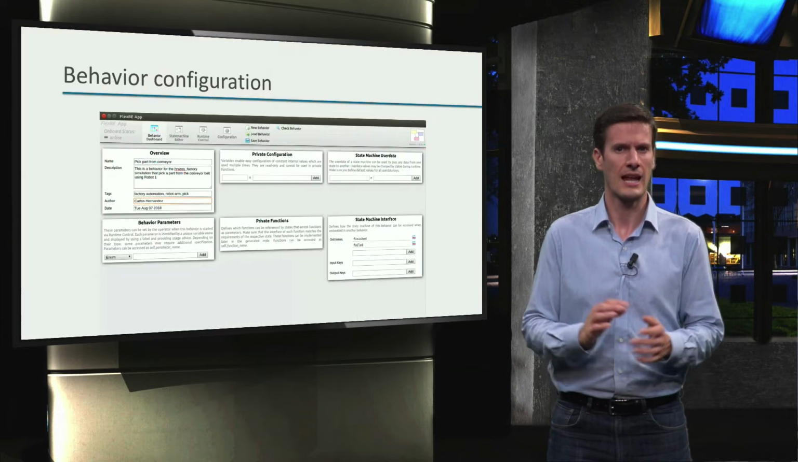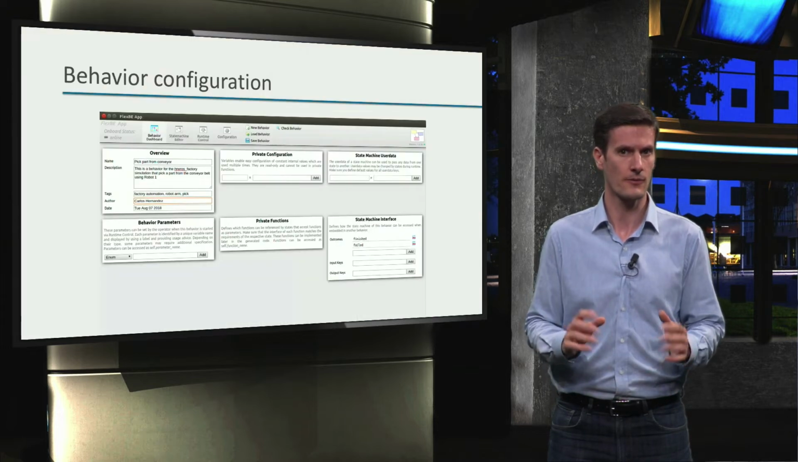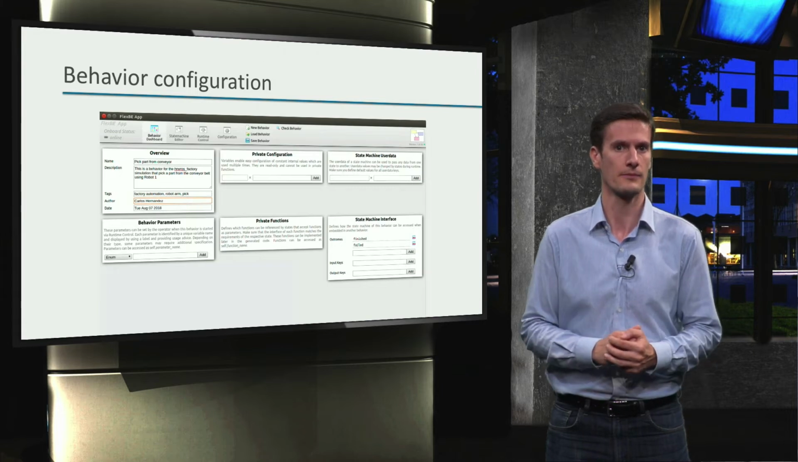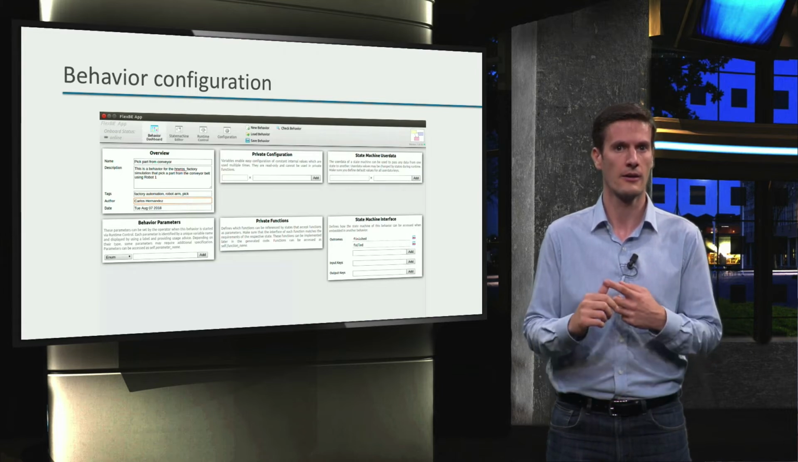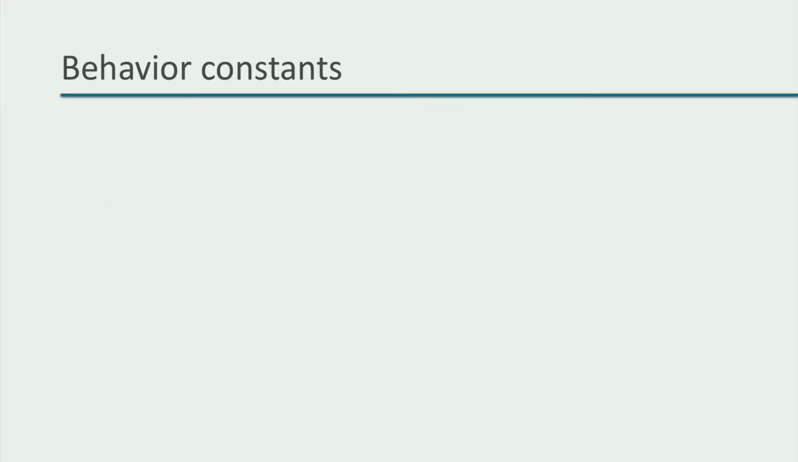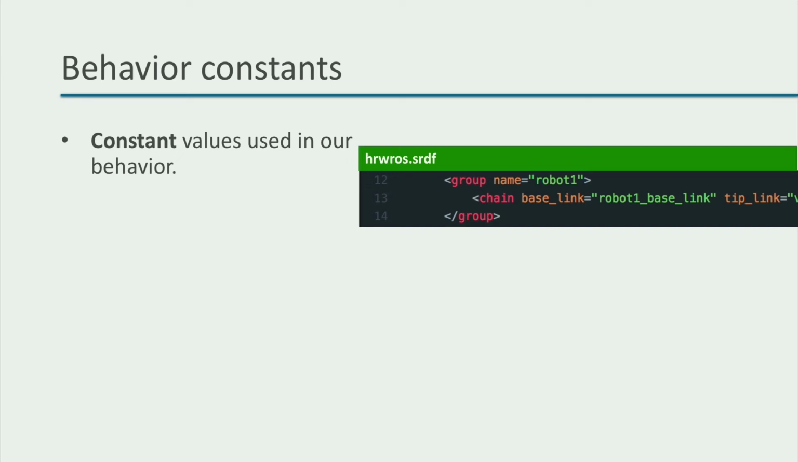Okay, let's go back to the behavior dashboard view. This is where we will define the data for our behavior. First, consider the information that is constant during our behavior. For example, the robot arm that picks the part from the conveyor, which is robot 1.